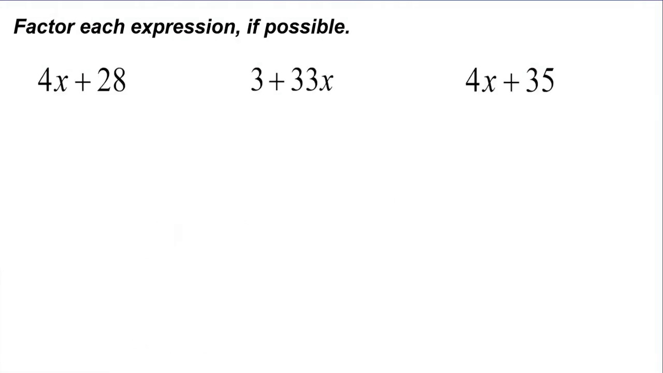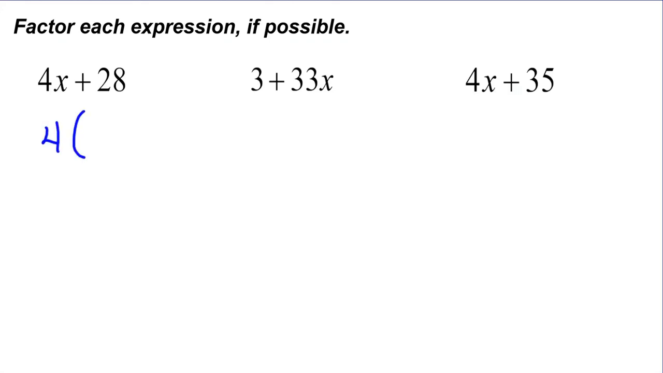So let's take a look again at some examples. Let's try to factor each expression if possible. Not every expression is factorable. If they don't have a common factor, then we can't factor it. So again, 4x and 28, what's the greatest common factor of these terms? And that would be 4.